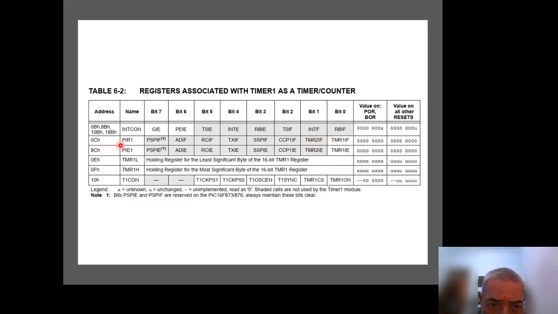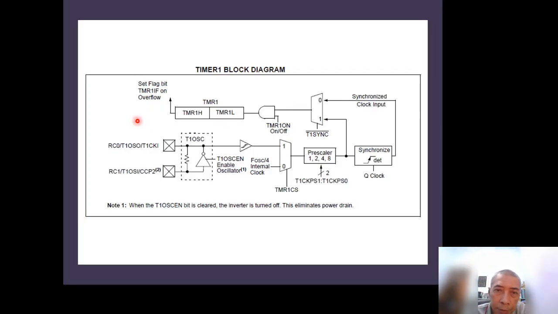So the other is INTCON. I think you have to enable the general interrupt. Okay, general interrupt. So these are registers 1, 2, 3, 4, 5, 6 associated with timer 1 as a timer and counter. So this is the timer 1 block diagram.